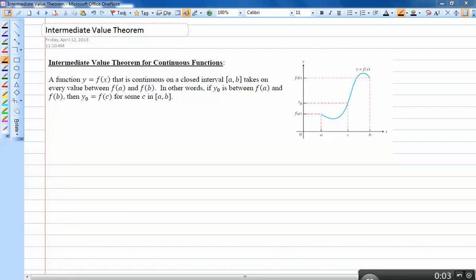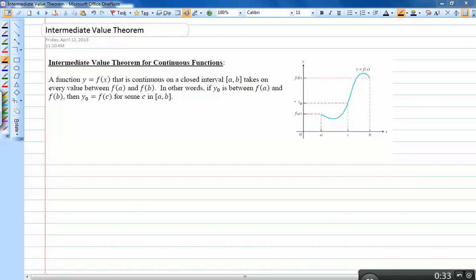Okay, so in this video we're looking at the intermediate value theorem for continuous functions. And like a lot of theorems, I feel like the wording of this thing sounds more complicated than the actual theorem is. So it says you've got a function, f of x. It's continuous between and including a and b. And what the theorem says is it's going to take on every single value between f of a and f of b.